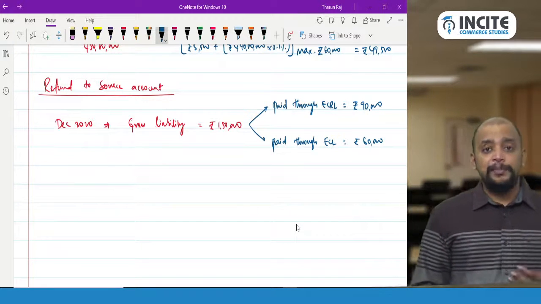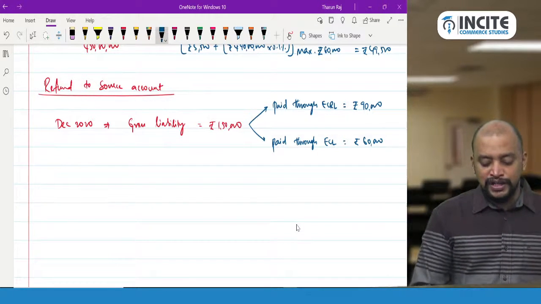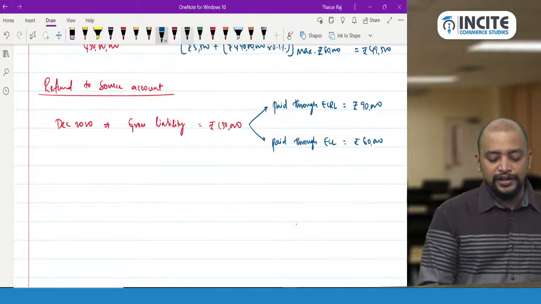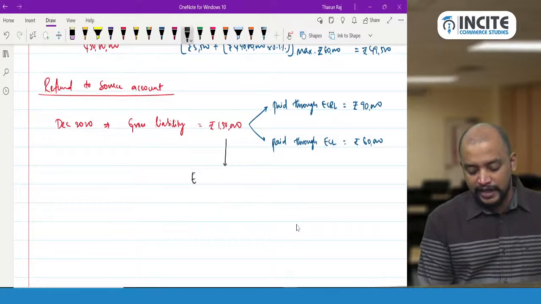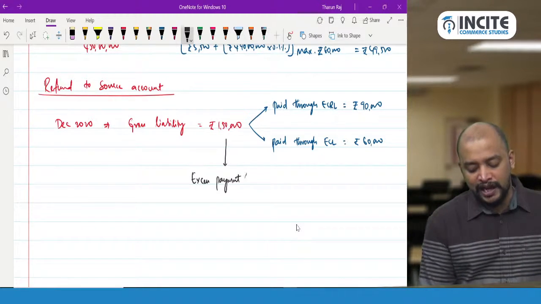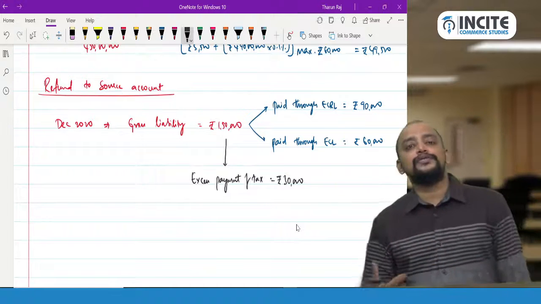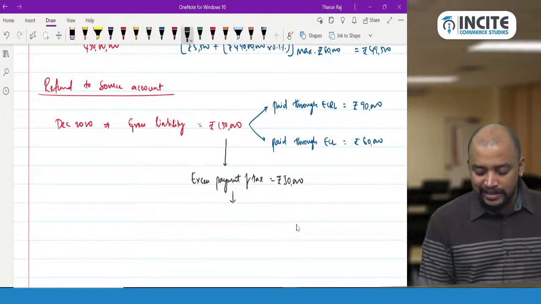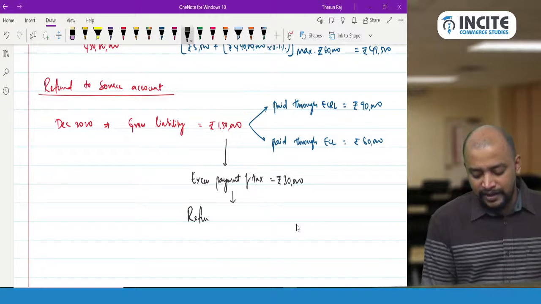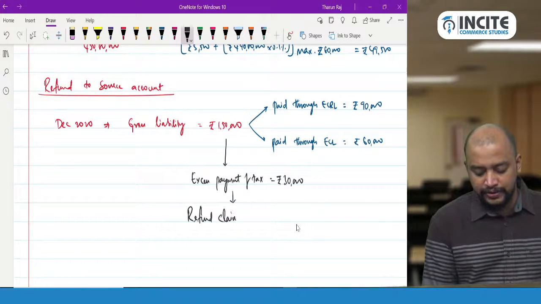Now what has happened for this month of December 2020, in this 1,50,000, there is some excess payment of tax, and that excess payment of tax is rupees 30,000. So this excess payment of tax of 30,000 rupees we will be getting as a refund. Refund claimed and sanctioned.